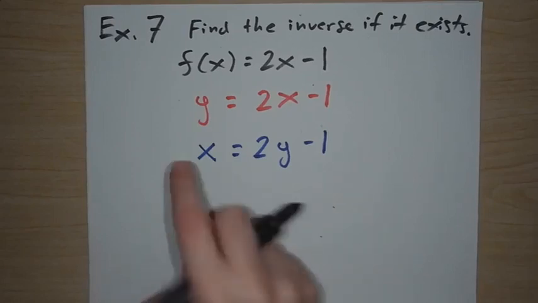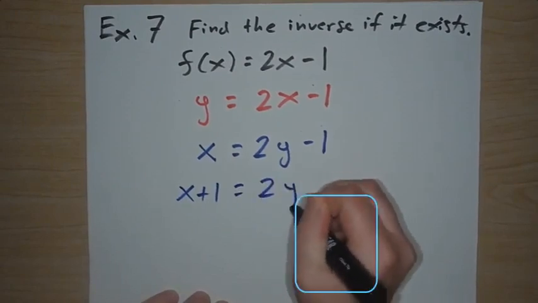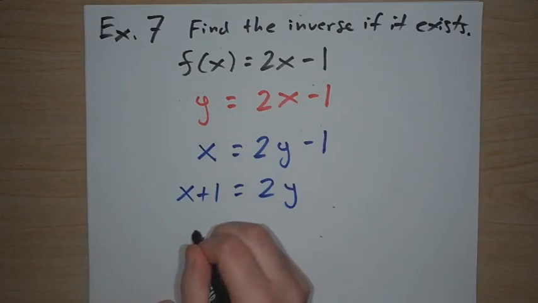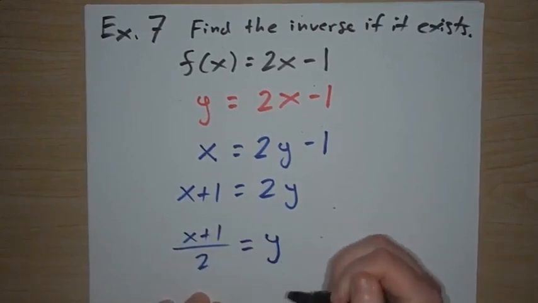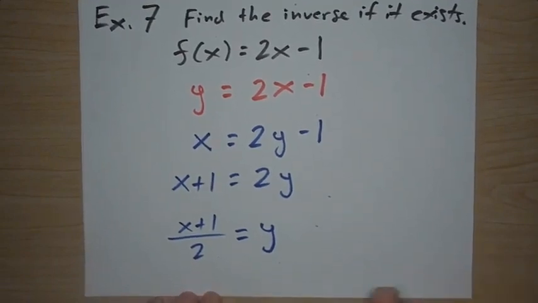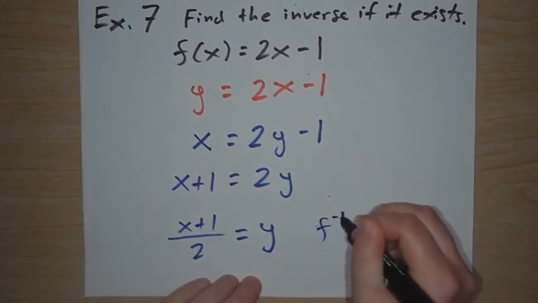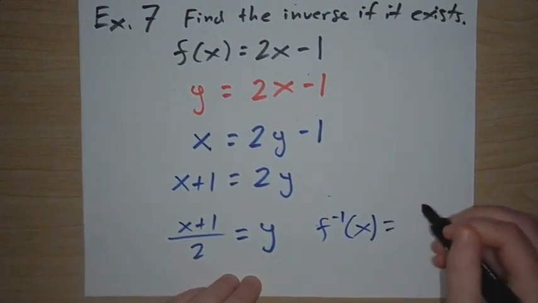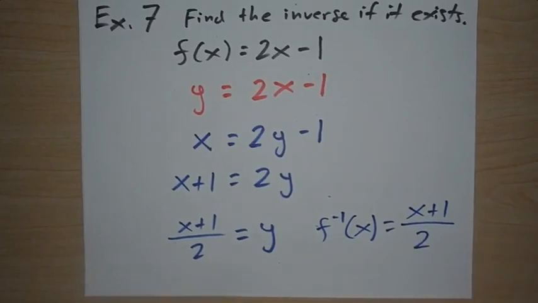So adding 1 to this side, we have x plus 1 is equal to 2y. And then dividing by 2 on both sides, we have x plus 1 divided by 2 is equal to y. And now that we have it solved for y, we can rewrite this. Instead of a y, we can replace y with the inverse of f of x is equal to x plus 1 over 2. And this is our inverse function.